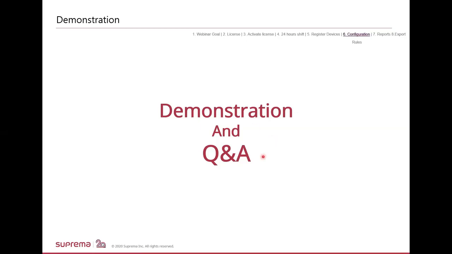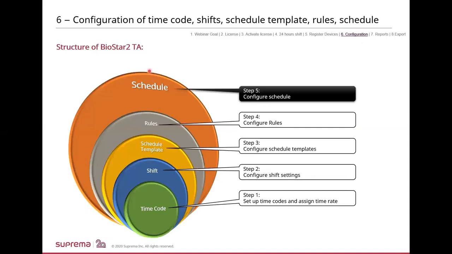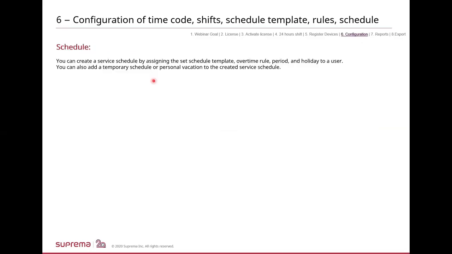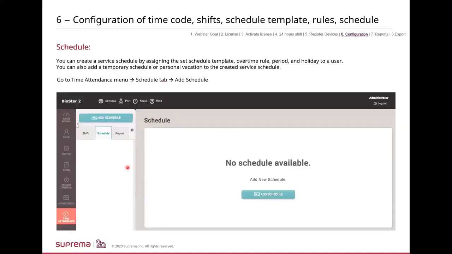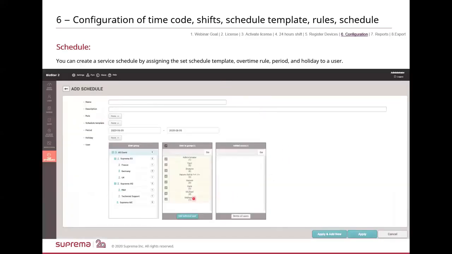So let's go to the last step in the configuration, which is the schedule. This is after you set up all these parameters: time code, shift, schedule template, and rules. This is where you assign all of those, including the users, inside the schedule. Once you go to the time attendance module and go to the schedule tab, not the shift tab, then add schedule. This is what you are going to see.